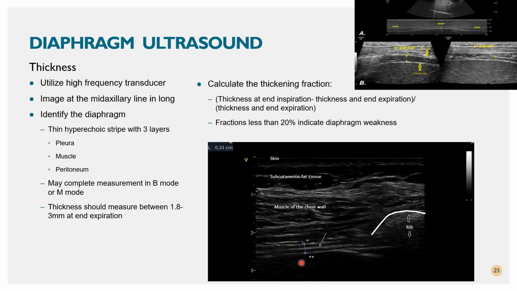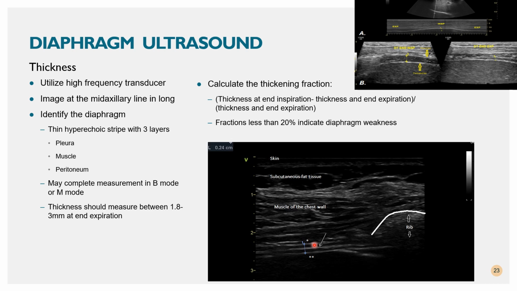And you're going to measure between that pleura and the peritoneum, and that's going to be your diaphragmatic muscle. Now, if you're having trouble getting this, again, it can be taken in M mode. So even if we went back to the last slide and you watched for that excursion, if you just measured the thickness of that echogenic line, that would give you the thickness of your diaphragm. It should measure between about 1.8 and 3 millimeters at the end of expiration. So it's going to allow you to determine the thickness there if you have any concern for that.